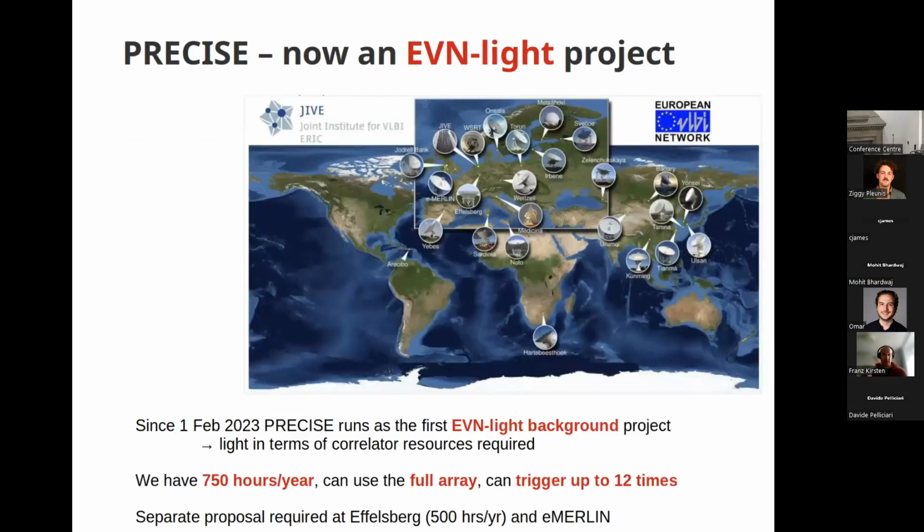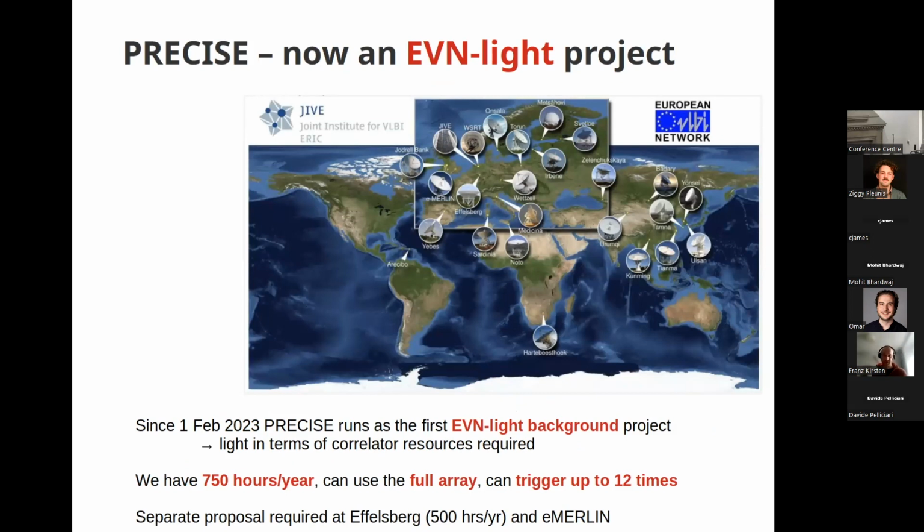At this point now, PRECISE has become an EVN Lite background project since 1st of February. So we're not running this ad hoc array anymore. We are now sort of an official EVN project, which grants us 750 hours per year. We have access to the full array. We don't need to ask for letters of support anymore. And it still works. And so it's Lite in the sense that not all of our data are correlated.